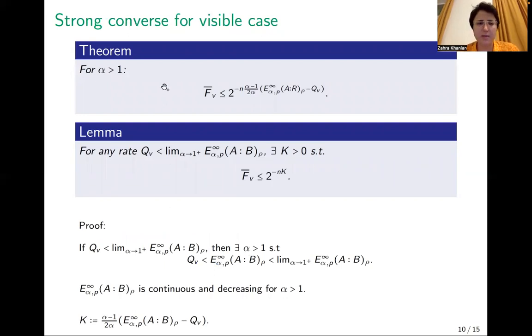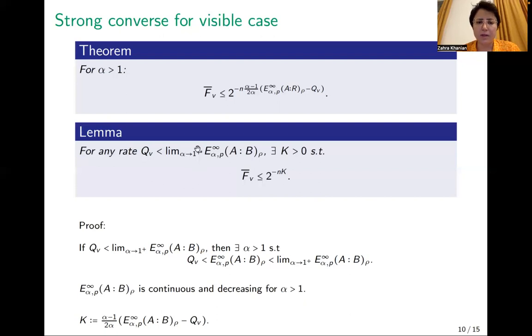This is the main theorem of this paper. We can show that the average fidelity of the compression task is bounded like this, which is exponential with respect to n and this alpha quantity, and there is this regularized Rényi entanglement of purification. I use this main theorem and some properties of the regularized Rényi entanglement of purification, such as the fact that it is decreasing and also continuous for alpha greater than 1, to show that for any rate below this limit point, the fidelity is going to converge to 0. This is stated in this lemma.